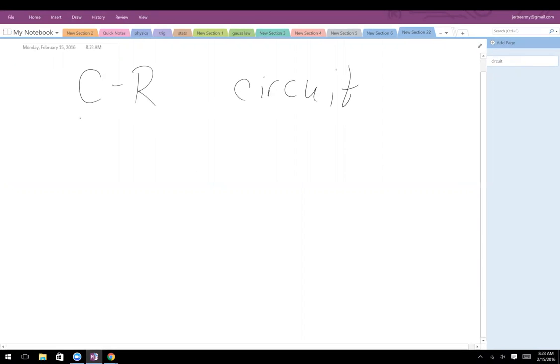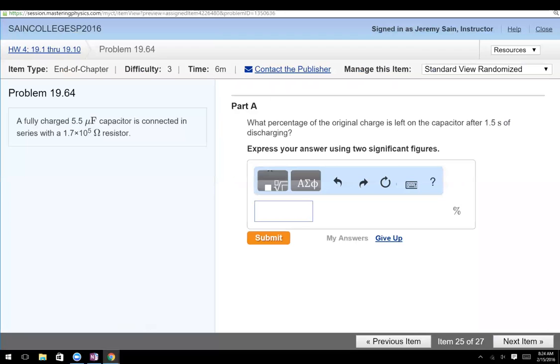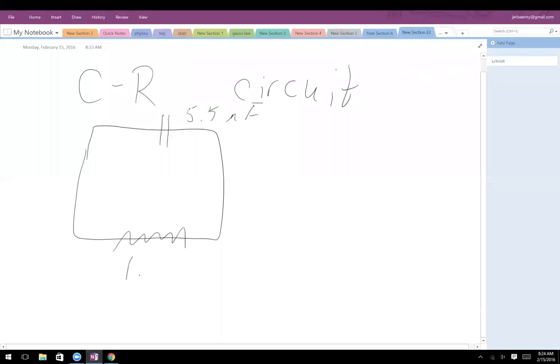So we have a CR circuit. Basically it's a circuit, at least in this problem, there's no battery in it, but there's a capacitor and a resistor, right? So here's our picture. All right, and this is 5.5 microfarads, and what was the other one? 1.7 times 10 to the fifth. That's not a small resistor.